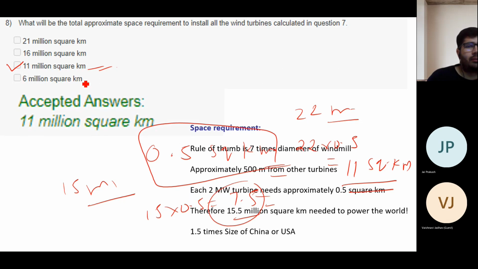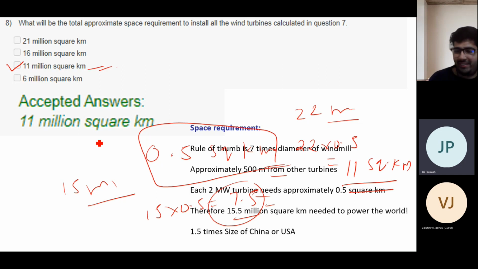Any doubt? No, it's clear, sir. I was adding 7.5 and 11. That's why I was a little bit confused, because the question was about total area, so total means considering those 15 and 22.